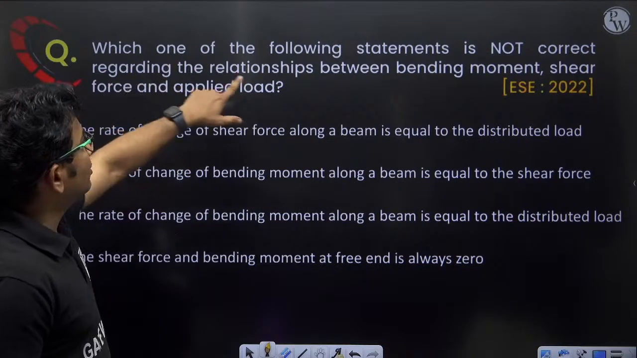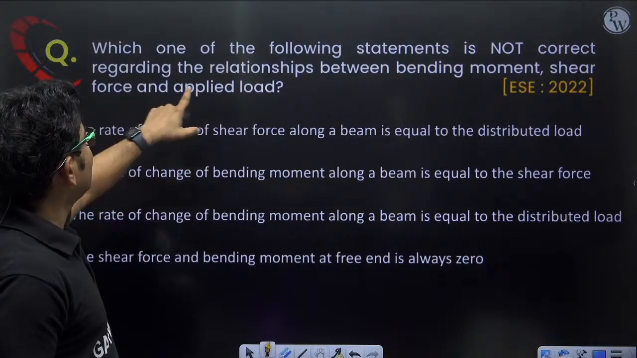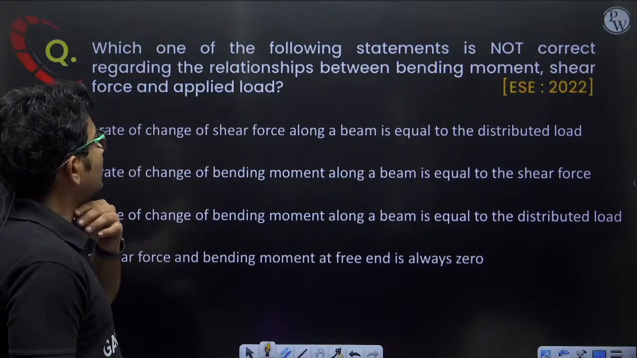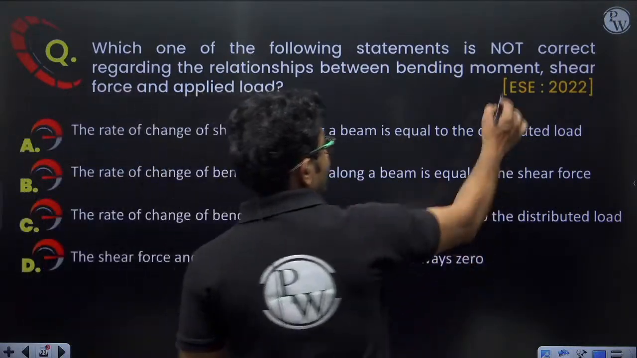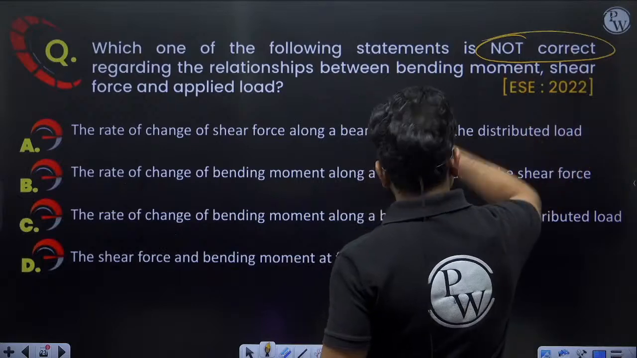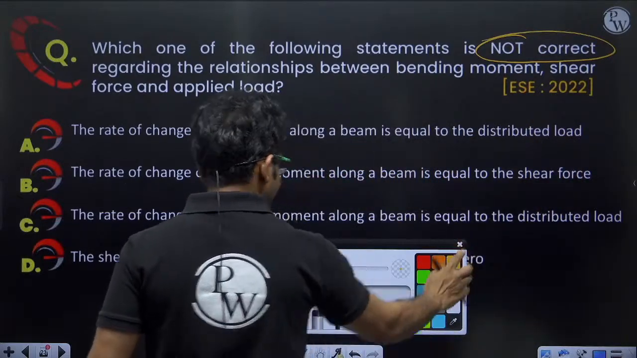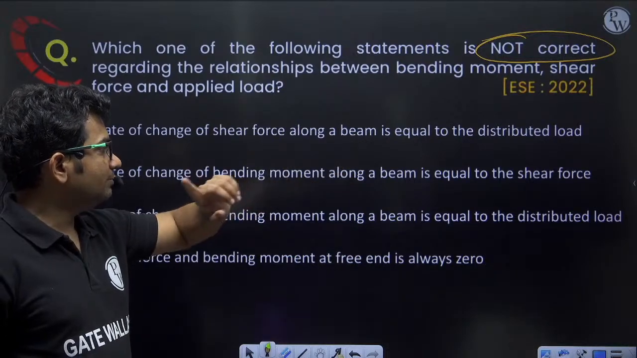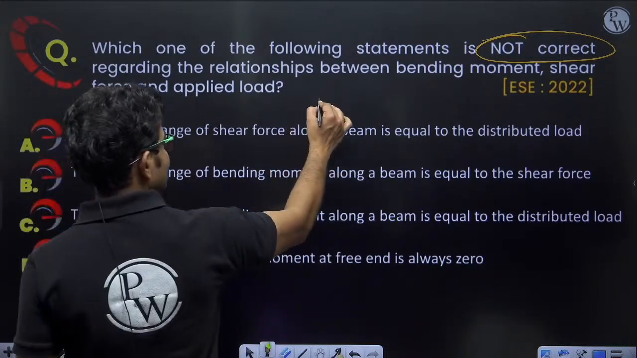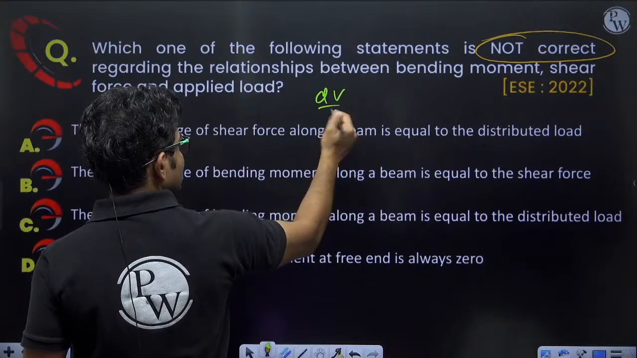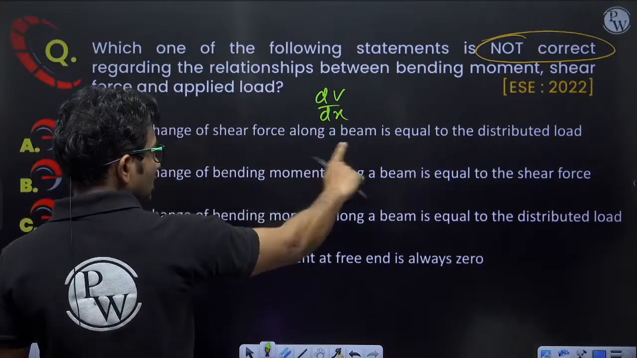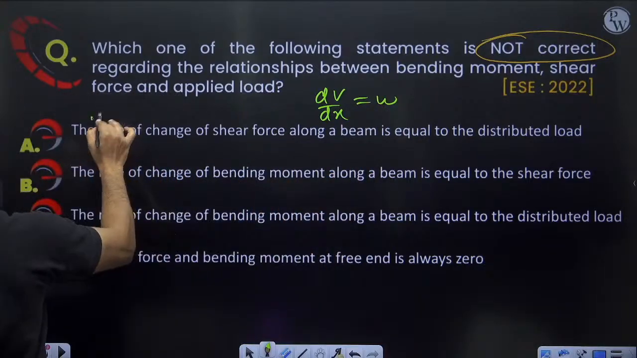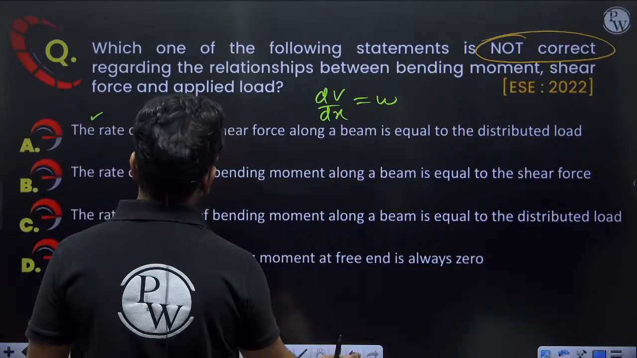Which one of the following statements is not correct regarding the relationships between bending moment, shear force and applied load? Pay attention to this: not correct. The rate of change of shear force along a beam is equal to the distributed load. Yes, this is correct. We have to find the answer which is not correct.